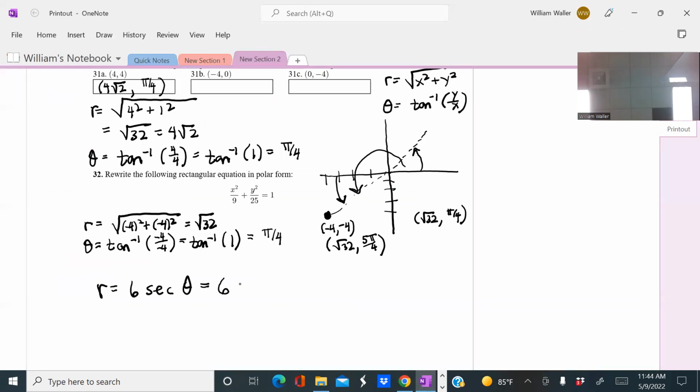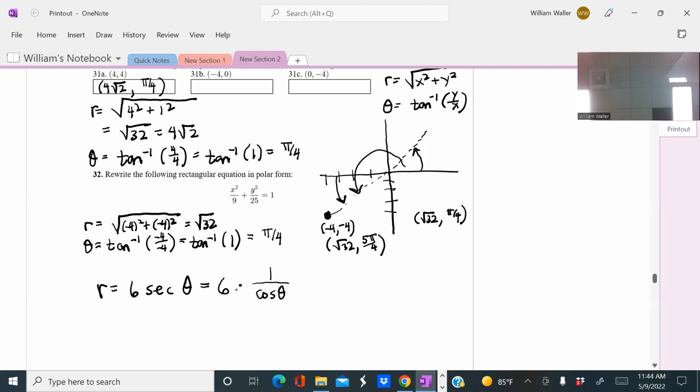Secant is the same as what? Isn't that the reciprocal of something? Isn't that 1 over something? It's 1 over cosine. So let's rewrite secant theta as 1 over cosine, so that we have cosine instead of secant, because then we have a better chance of converting that back to rectangular coordinates.